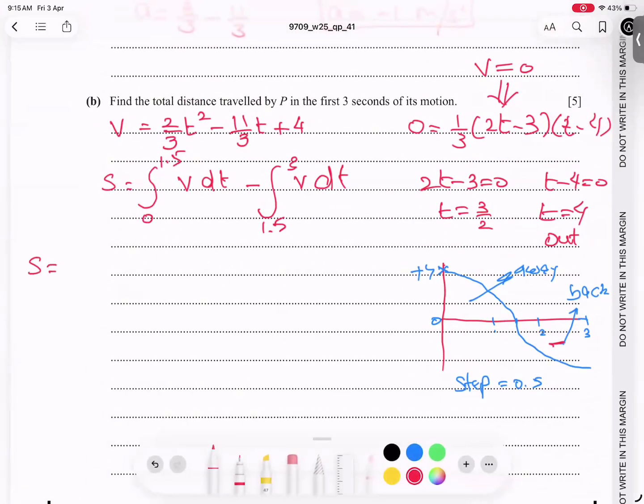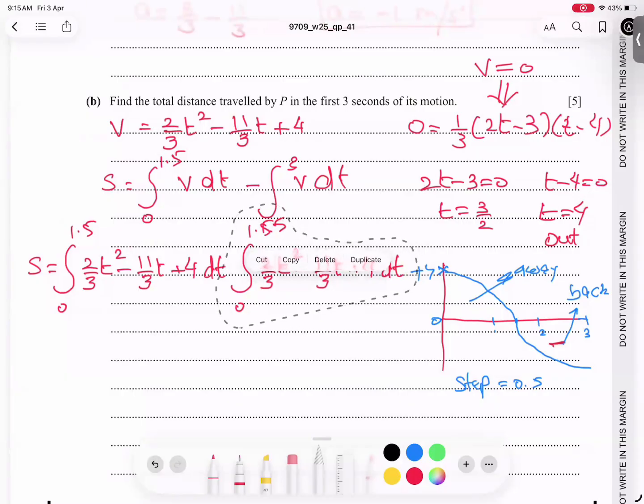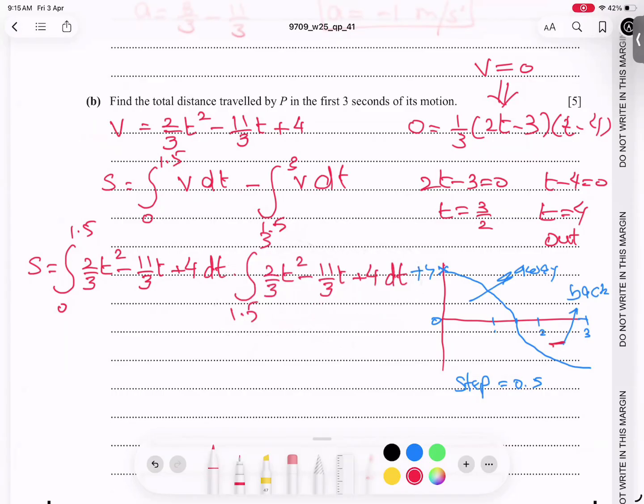So S is equal to the integral of 2 by 3 t squared minus 11 over 3 t plus 4, dt, from 0 to 1.5. And the same function, I'm just saving my time. Wait a minute. Here I'm writing 3, and here I'm writing 1.5. And now I'm shifting this. In the middle, I'm putting a minus sign. You can see. Okay, now I'm integrating to get the answer.